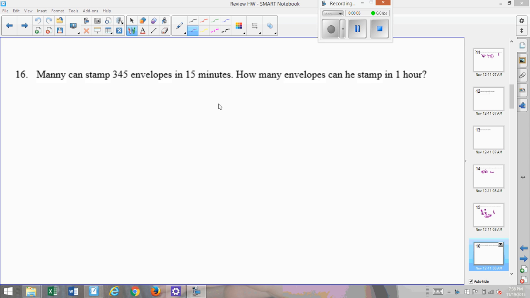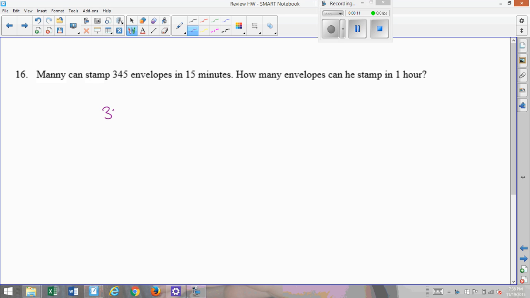Manny can stamp 345 envelopes in 15 minutes. How many envelopes can he stamp in 1 hour? You have to start off by doing 345 envelopes in 15 minutes. And you're trying to figure out how many of those you can get in 1 hour.